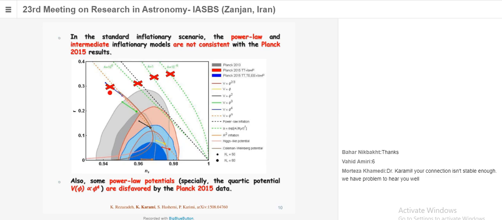One of them is the quartic potential, and another one is power law inflation and intermediate inflation. The black dashed line shows the prediction of the power law inflation, and the red and the green dashed lines show the prediction of the intermediate inflation. You see that these models do not work well in the standard inflation.